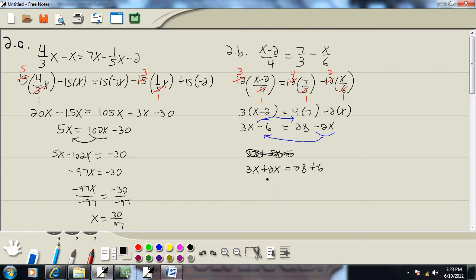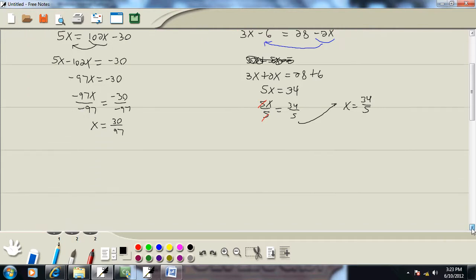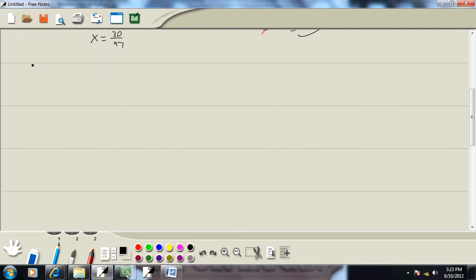So combine together like terms. 3x plus 2x is 5x. 28 plus 6 is 34. Last step, divide both sides by the number in front of your x, which is 5. So we get x equals 34/5. And our third example.